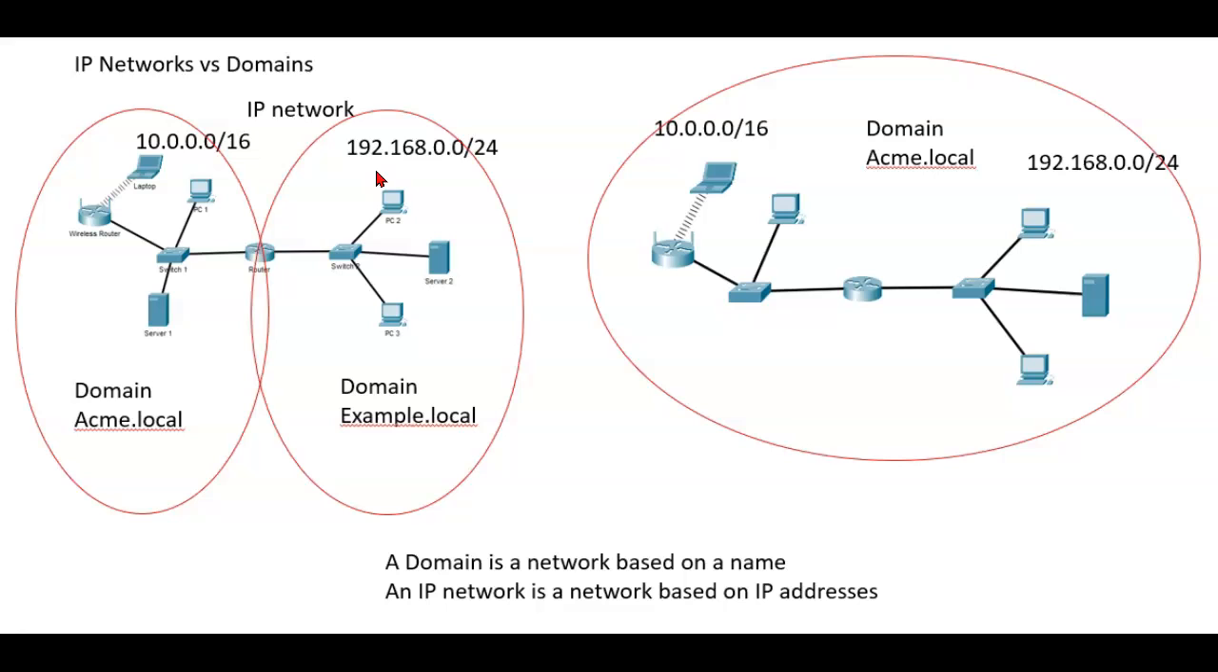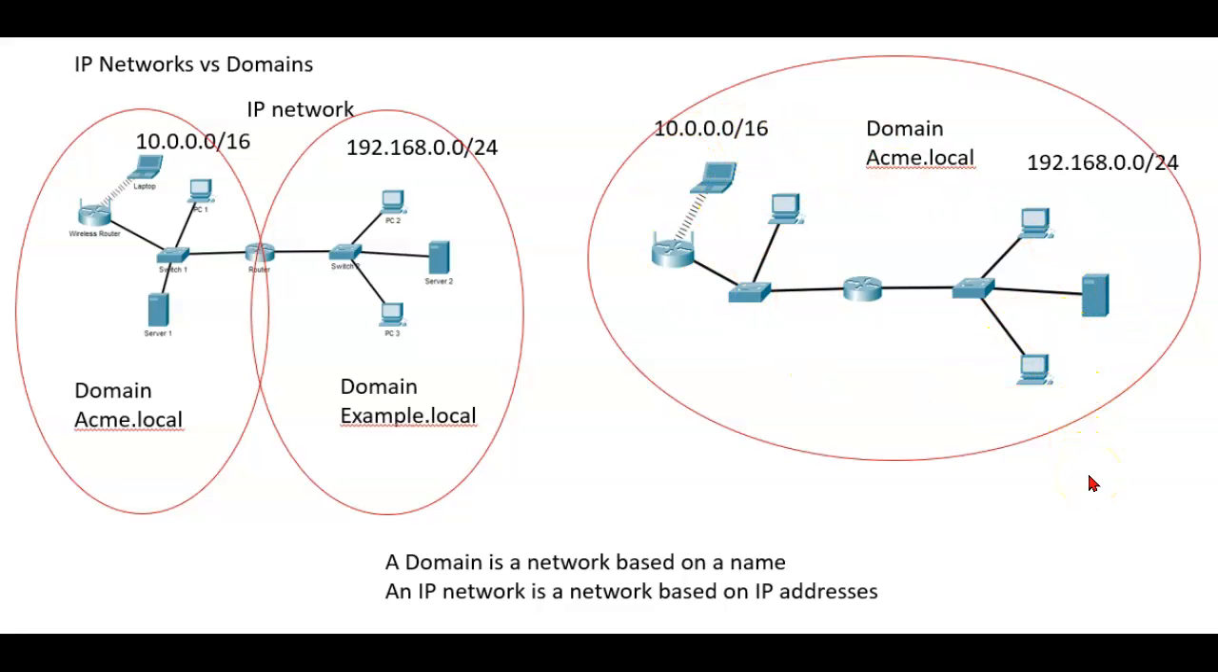They do not necessarily follow the IP address lines of demarcation. Now, quite often they do, but they don't necessarily. So over here, I've taken this server out. I have just one server, and this domain is acme.local, and it crosses over two IP domains.